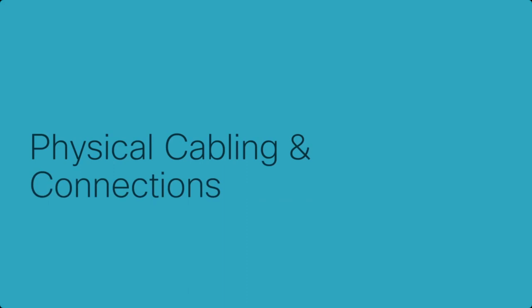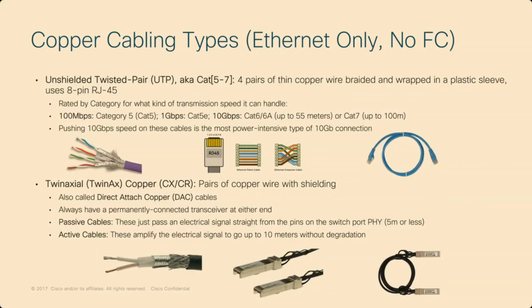So let's dive into physical cabling and connections. One of the more common types of cabling that you're going to find pretty much all over your campus and your data center is your traditional unshielded twisted pair, or Cat5 as it's most commonly called. These use your RJ45 connections. I'm not going to get too much into this. These are pretty familiar to most of the people on the call, I would assume.